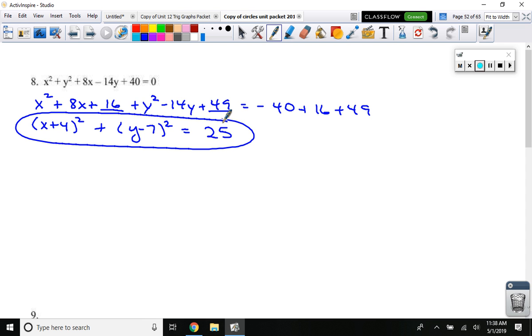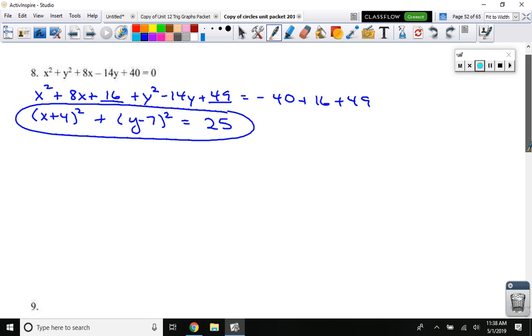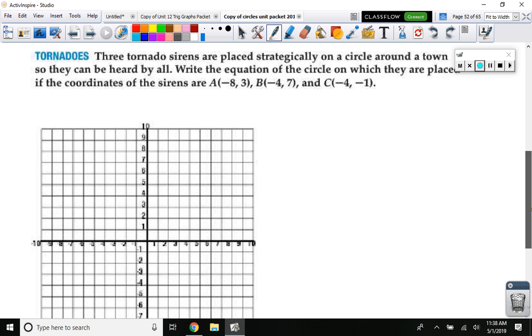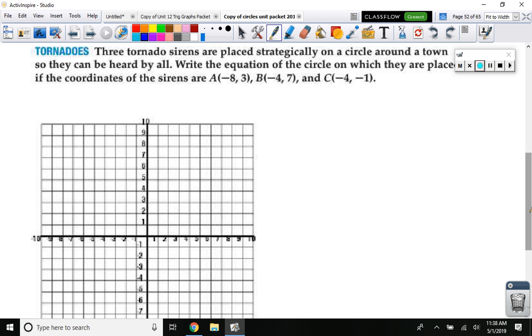Questions? Good? Okay, last one here. You've got a word problem down here that says tornado sirens are placed strategically on a circle around town so they can be heard. They're placed in the following spots. Right, let's plot them. They give you 3.